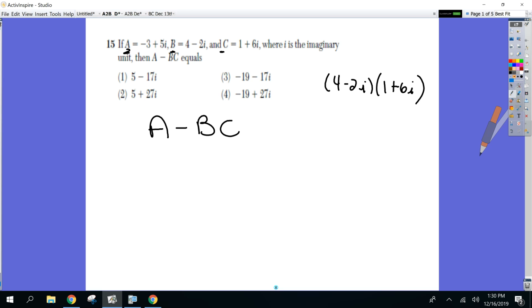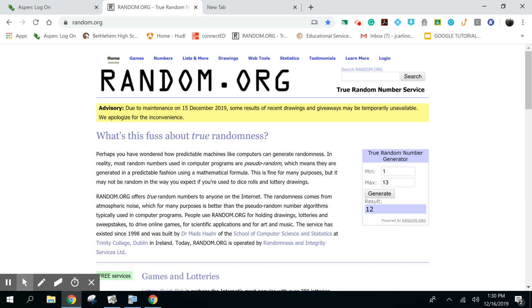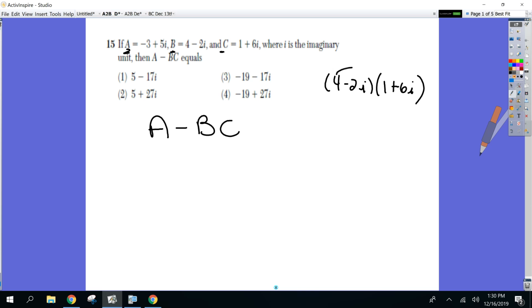Do not plug a number in here, because you're talking about an i, which is an imaginary number. Do not plug anything in for i. All right, going to need a little help from number 12. Here we go, 12. 4 times 1. 4 times 6i. Got it, going good. Negative 2i times 1. And negative 2i times 6i.